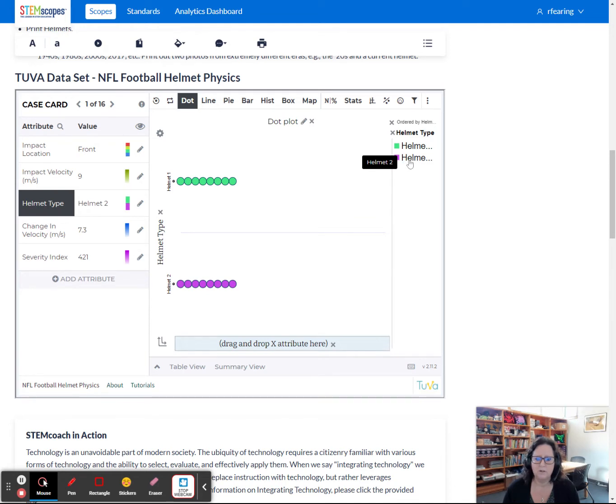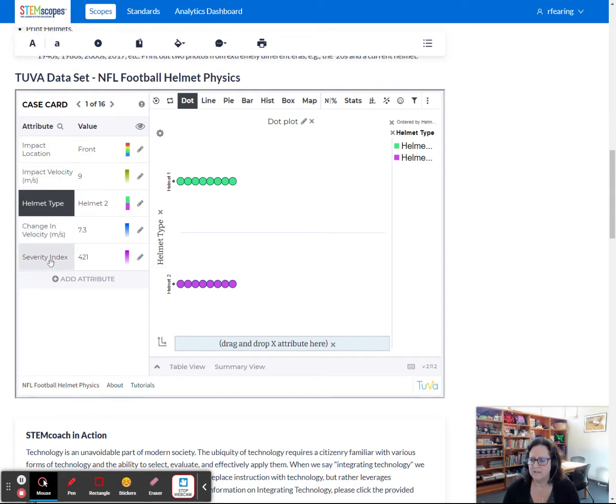So helmet 2, which is the new experimental helmet, is purple, and helmet 1, the current NFL frequently used helmet, is in green. Okay, so helmet 1 is in green, helmet 2 is in purple. Now let's put some other information here. Down here at the bottom is the x-axis, and over here on the left is the y-axis. So you could pick any of these you want.